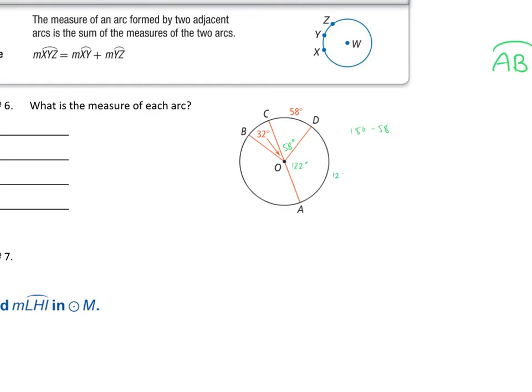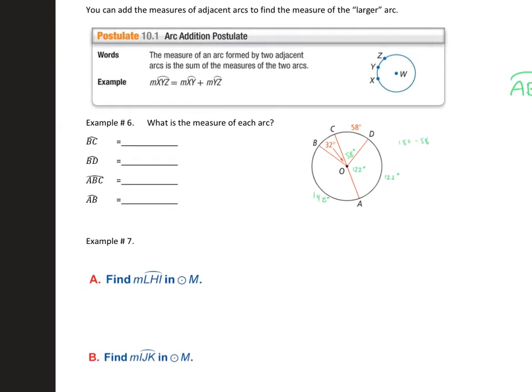So this arc right here is 122 degrees. 180 minus the 32. Again, why am I going to do 180? Because it's a semicircle. So 180 minus the 32 says that arc AB is 148 degrees. So I can now go through. I know that arc BC is 32, and I could answer any of these questions.